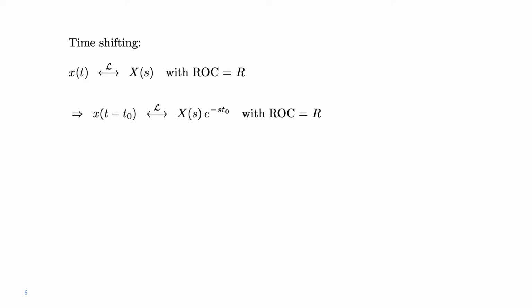Another simple property, yet useful, is the one of time shifting. This is similar to what we saw for the Fourier transform. If x of t has Laplace transform X of s with region of convergence R, then simply a delay in x, or a time shift or anticipation, so x of t minus t0, will have as a Laplace transform the same X of s multiplied by e to minus s t0, so multiplied by that exponential. The region of convergence would not change in this case.